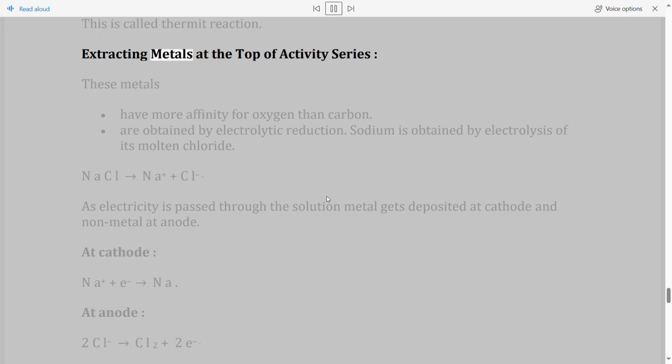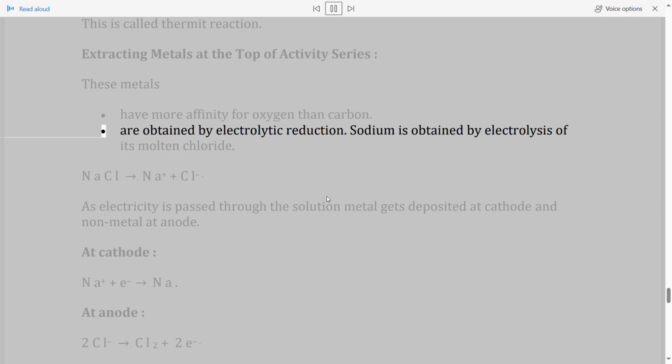Extracting metals at the top of the activity series. These metals have more affinity for oxygen than carbon. They are obtained by electrolytic reduction. Sodium is obtained by electrolysis of its molten chloride.